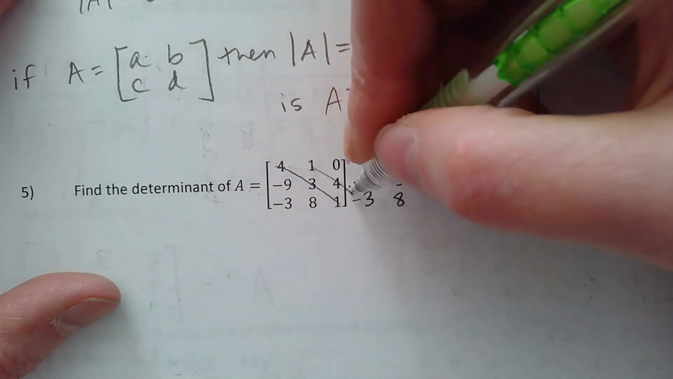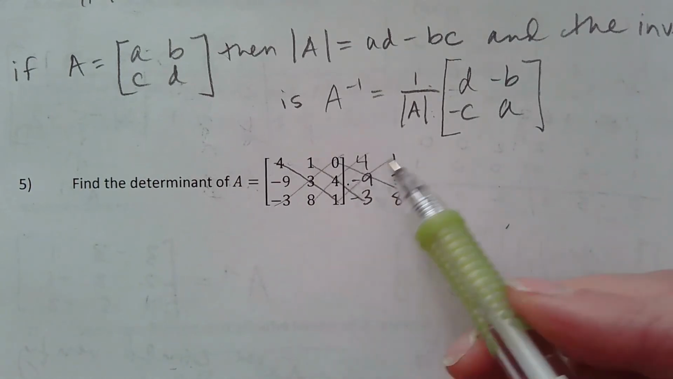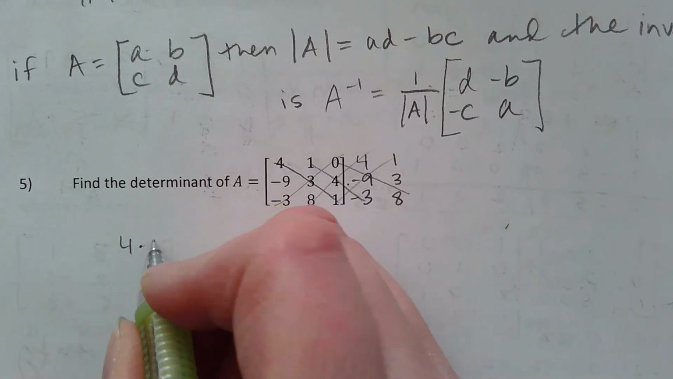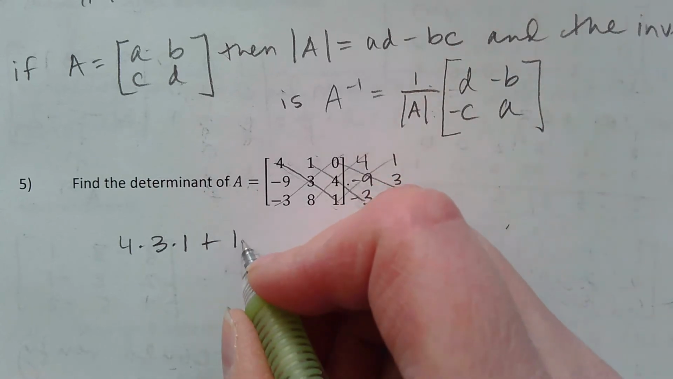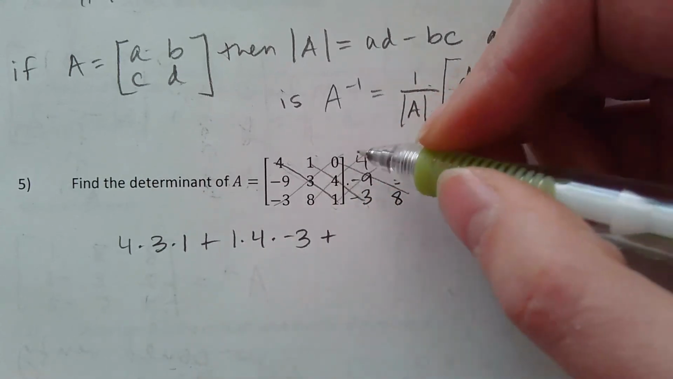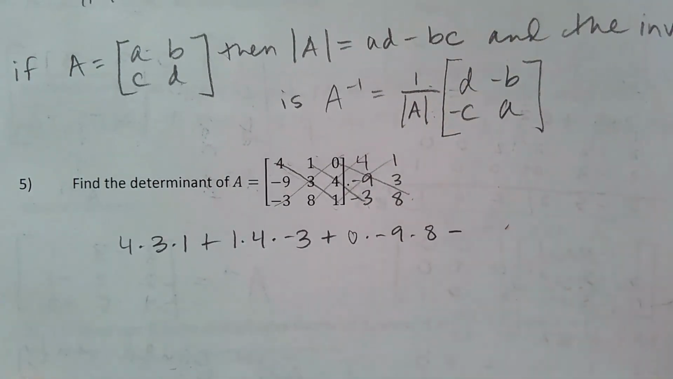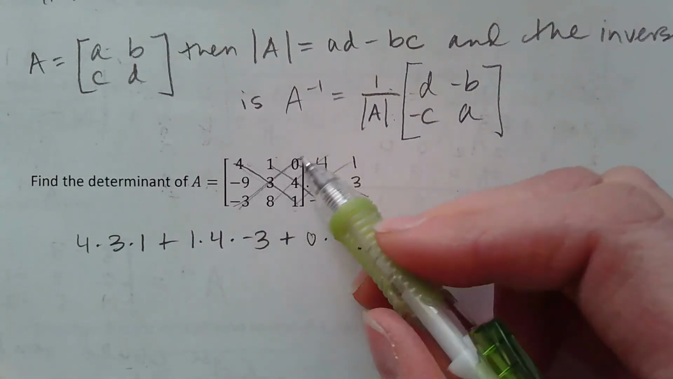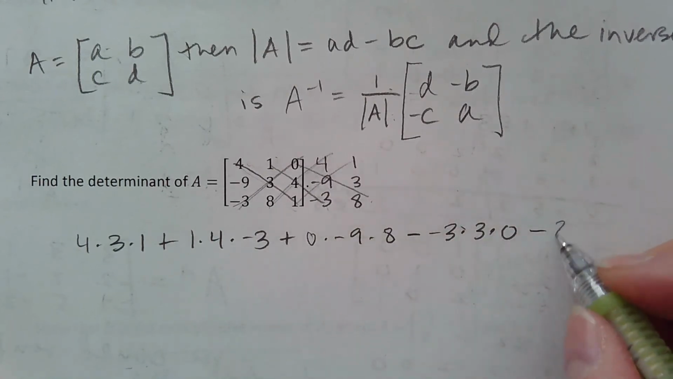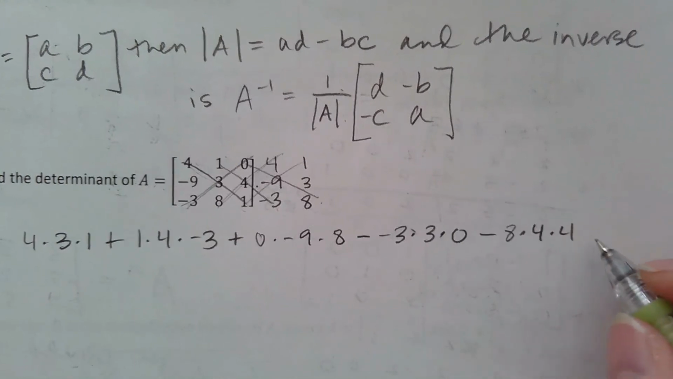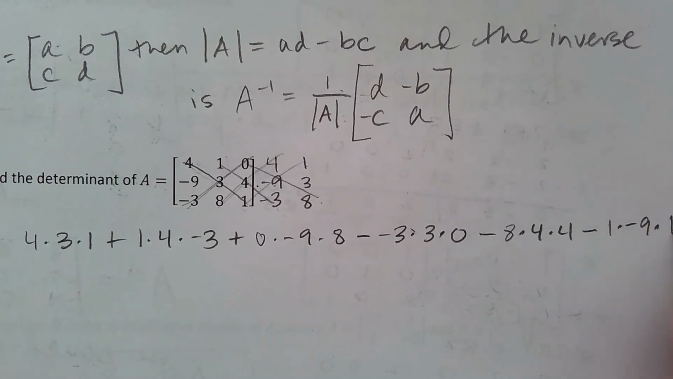And then I'm going to multiply these diagonals here. These are going to be my positive diagonals. And then I'm going to subtract the 3 diagonals in the other direction. So it's kind of like the other one. So 4 times 3 times 1. That's my first diagonal. 1 times 4 times -3. Plus 0 times -9 times 8. And then my minus diagonal, so minus will be this one right here, -3 times 3 times 0, minus the next diagonal, 8 times 4 times 4. And then the last diagonal is 1 times -9 times 1.